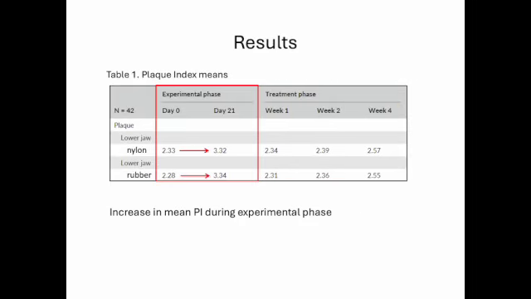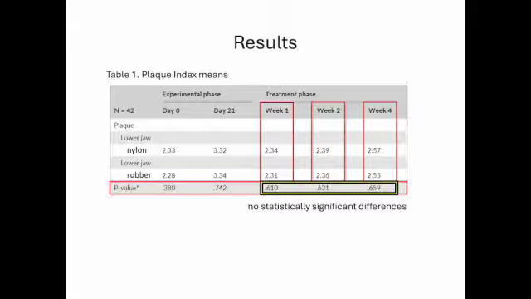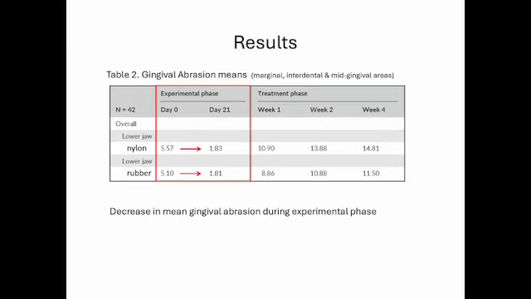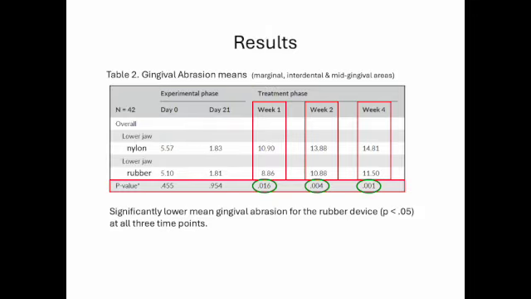Going on to the plaque index, again, plaque, you're not brushing your teeth, the plaque index goes up. And then if we look at the 3 weeks, there's no difference between the two devices in terms of plaque accumulation. Gingival abrasion, they're not doing anything. So the abrasion goes down, actually, between the beginning and the end of the 3 weeks of doing nothing. Then when you look at the 3 weeks of the treatment phase, there's a difference at all 3 time points, and in all 3 time points, there's less abrasion with the rubber device than with the nylon.